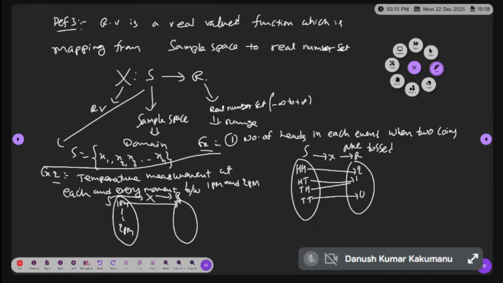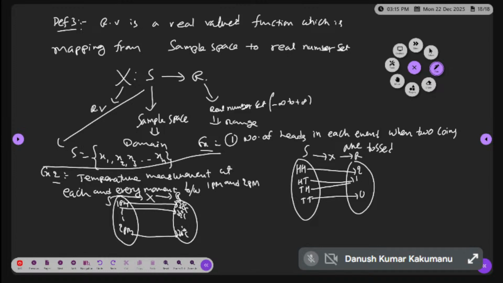Let us take this temperature as 30 degrees centigrade. The next point is 32. Like that, at 2 p.m., 35 degrees centigrade. How many points are there in the output? Infinity. Infinity sample points. Infinity values in the real number set. You are all understanding? Clear to all of you?